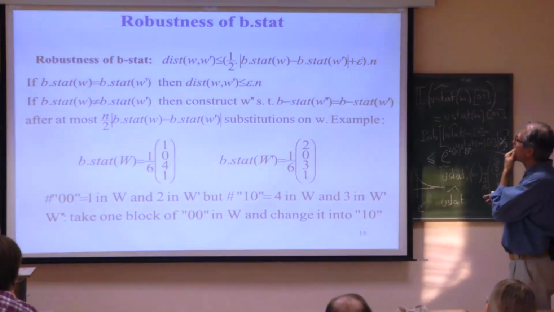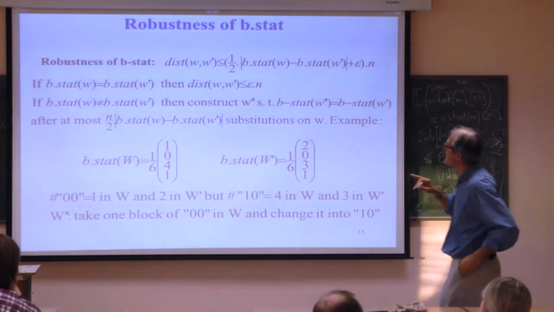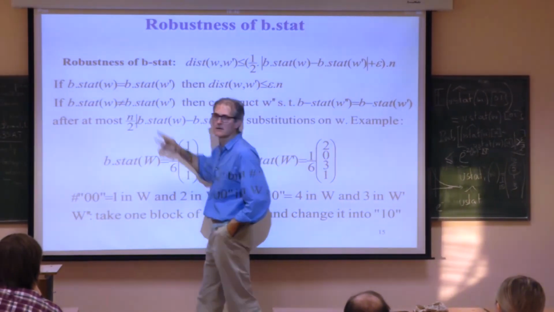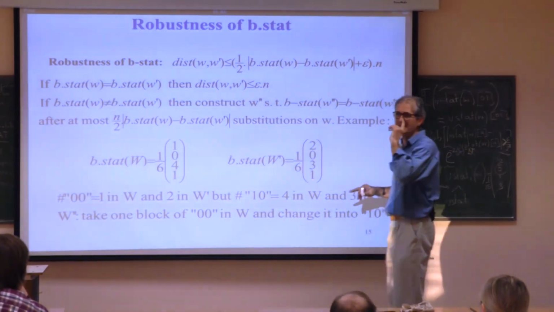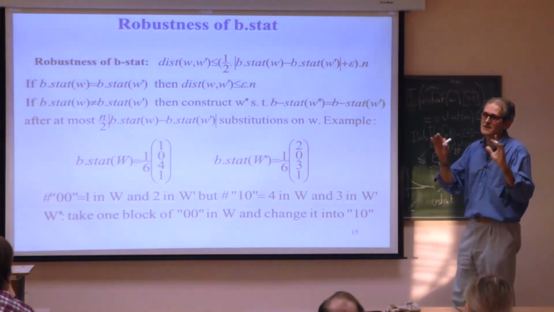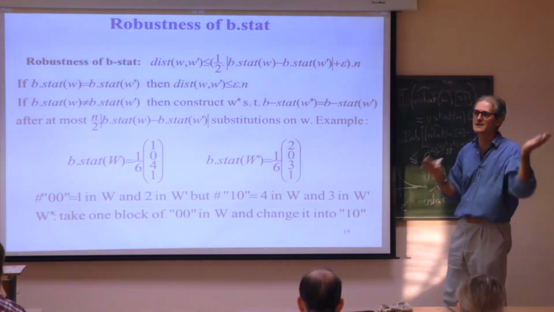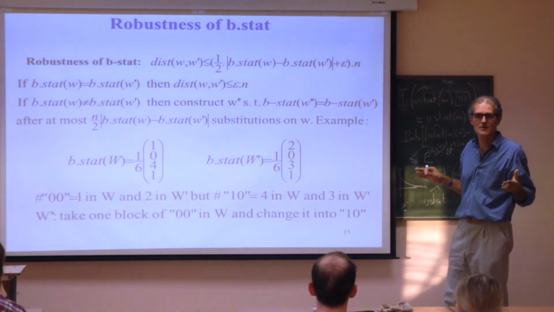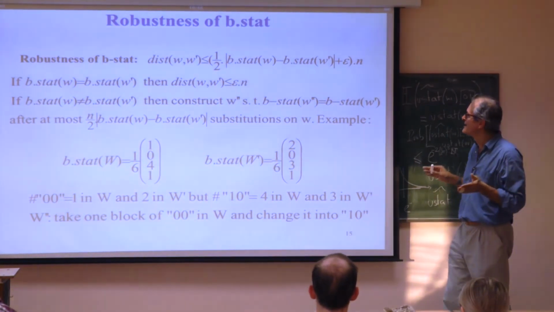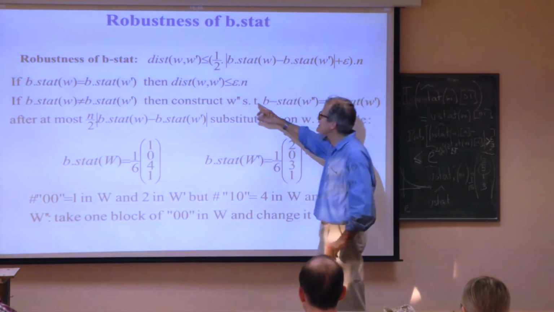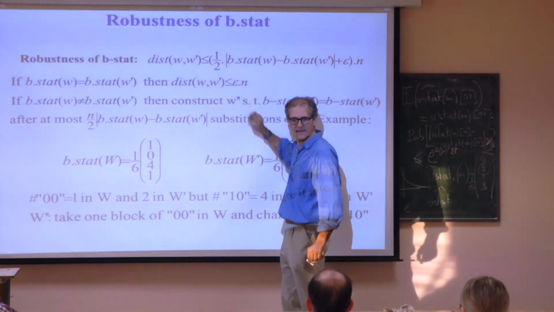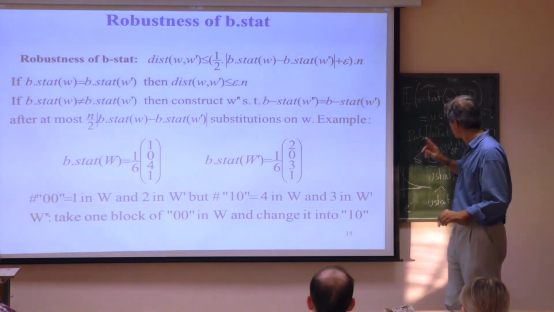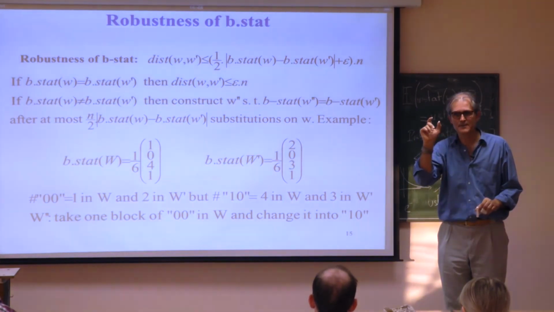Now, what happens, for example, if you have the same statistics vector? If you have the same statistics vectors, it means that you have the same blocks, but potentially in a different order. Now, how long does it take you to reorder? Well, it takes you less than epsilon n operations. Why is that? You have to think of k as 1 over epsilon.